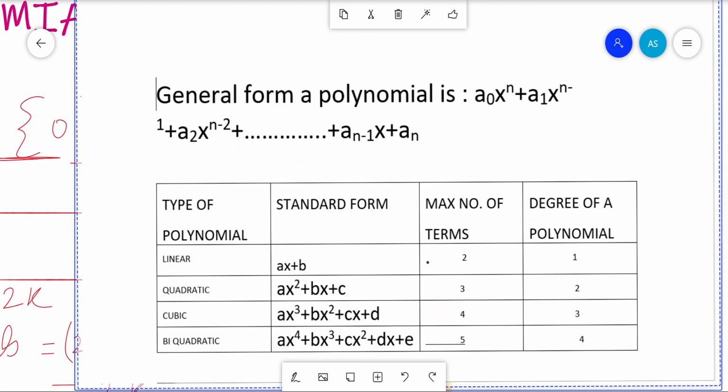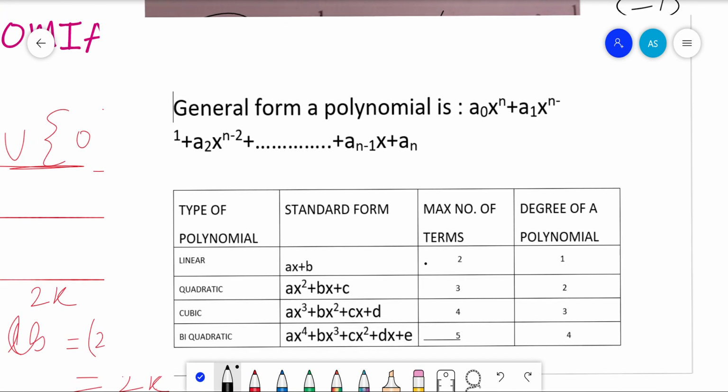The general form, so type of polynomial is linear polynomial, and standard form is ax plus b, and maximum number of terms is 2, and degree of the polynomial is 1. Like that quadratic: ax square plus bx plus c, and a should not be equal to 0. Here also a should not be equal to 0. The condition is like that. So the condition is nothing but a is not equal to 0 in everything.